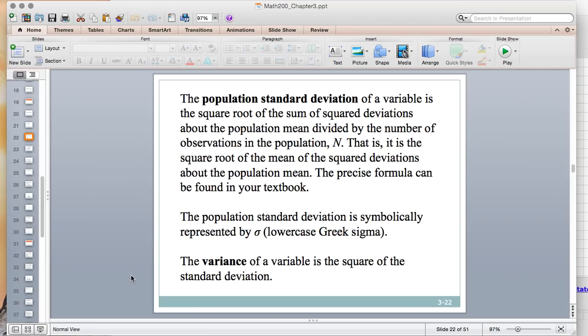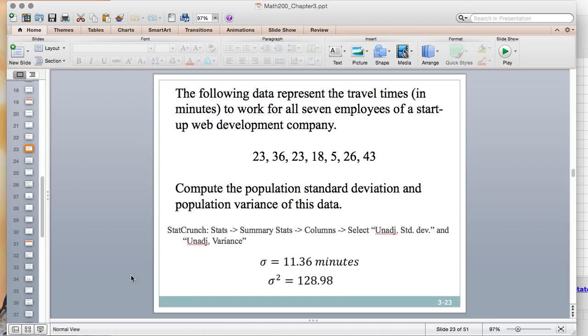You can also use StatCrunch to calculate both of these things. So if we take a look at our data here, we have our 7 employees again. Okay, so we have all 7 of their travel times. This is going to be a population standard deviation because we're only interested in this particular startup web development company.